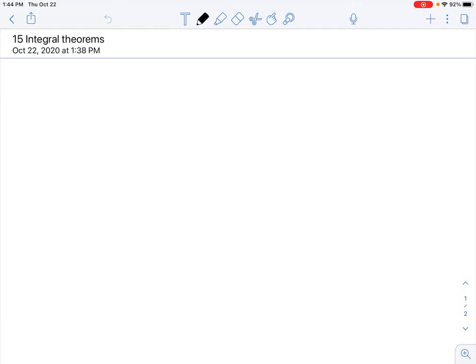There are a number of useful theorems relating the integrals of derivatives of scalar, vector, and tensor fields over regions to the integrals over the boundary of that region of the scalar, vector, and tensor quantities themselves.